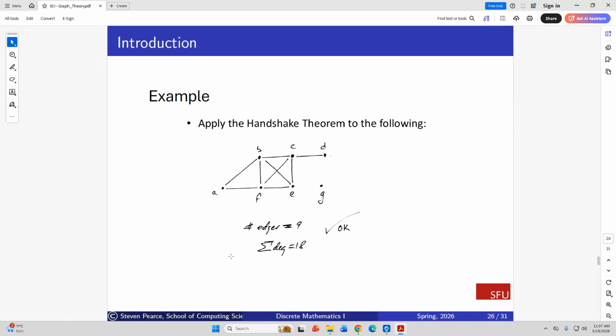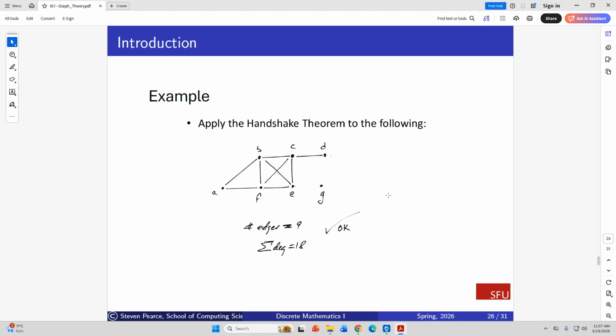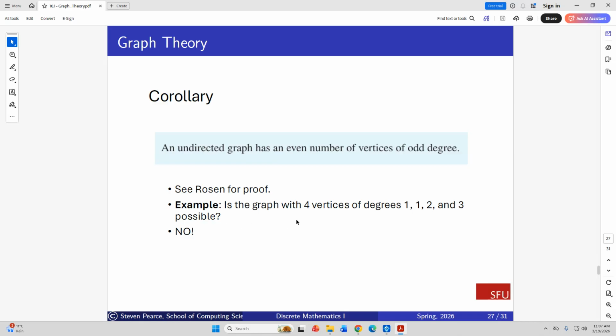So there we go. That makes perfect sense. An undirected graph has an even number of vertices of odd degree. That follows from the handshake theorem. For example, is the graph with 4 vertices of degrees 1, 1, 2, and 3 possible? Just think about the handshake theorem we just had. A graph with 4 vertices of degrees 1, 1, 2, and 3. No, it's just not possible.